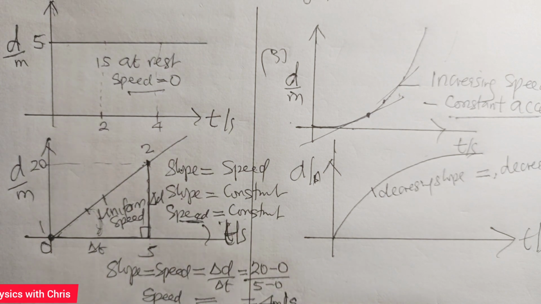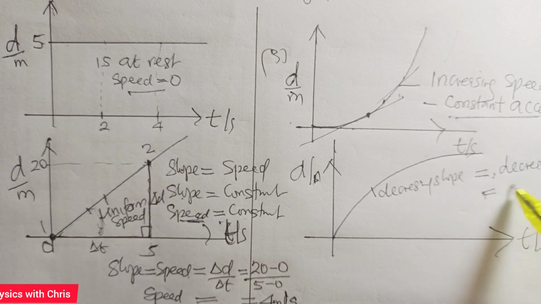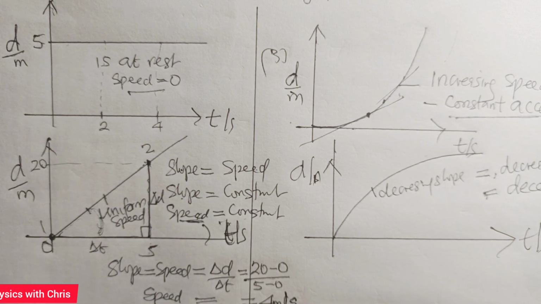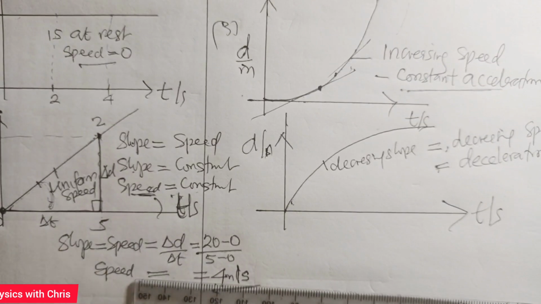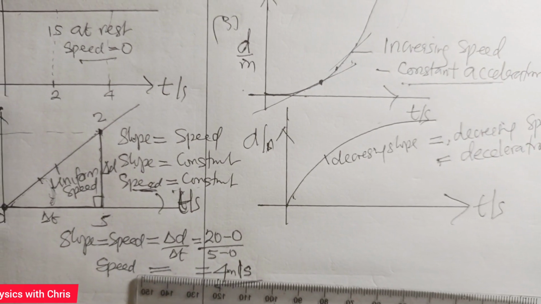So if the slope is increasing, it means the speed will equally be increasing. If the slope is decreasing, it means the speed is decreasing. So in this case, the body is moving with a decreasing speed. If it does that at a uniform rate, it means it's a graph of constant deceleration. So on a distance time graph, this is a graph of deceleration, that is reducing speed or decreasing speed. Constant deceleration or decreasing speed.